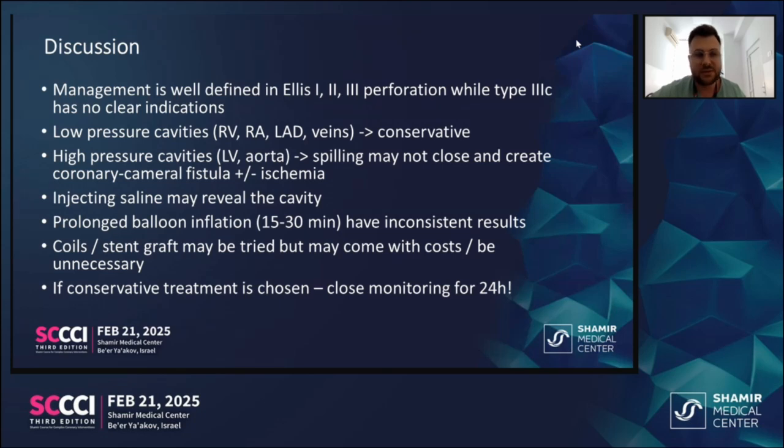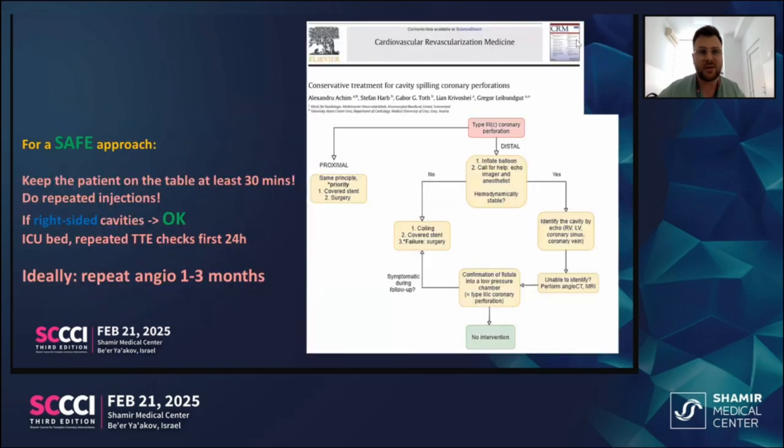Coils and stent grafts, like I said, may come with costs, and they of course may be unnecessary, like in our cases. And if conservative treatment is chosen, you need to monitor the patient in the ICU for the first 24 hours, because the spilling perforation can actually transform into a classical perforation. So you really need to put the patient on monitor and do repeated TTEs to control if everything is fine.